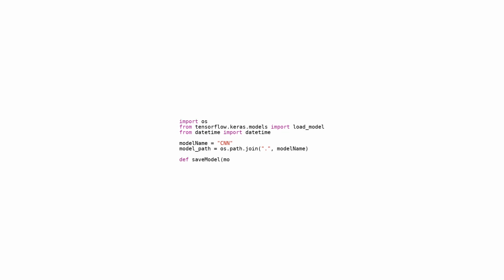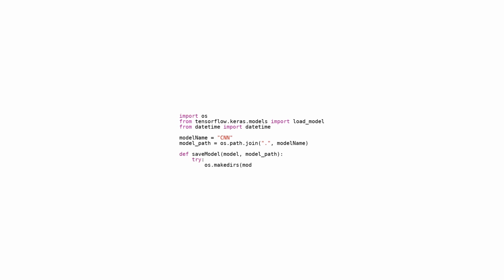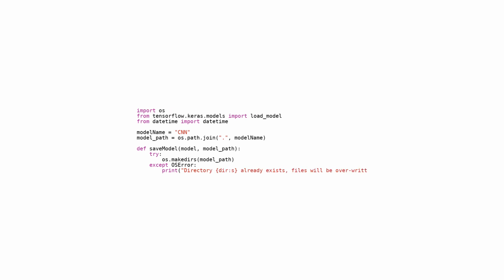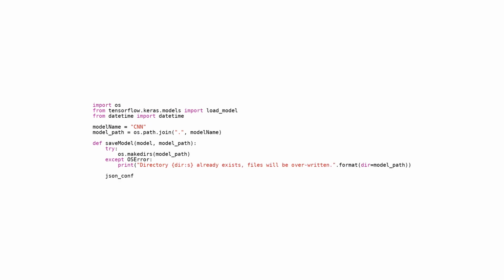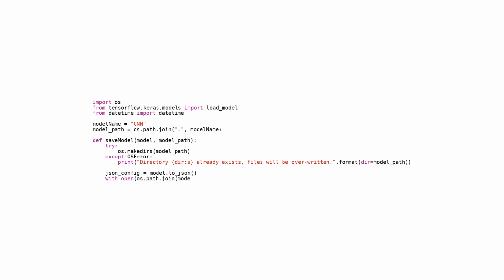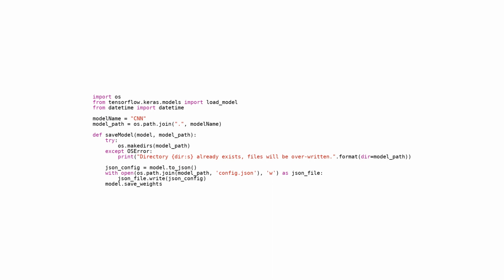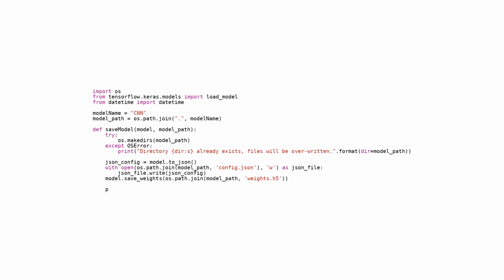The saveModel function saves a model in a specified directory. It creates a new directory if one doesn't exist, and saves the model configuration in a JSON file, config.json, and the model weights in an HDF5 file, weights.h5. If the directory already exists, existing files will be overwritten.